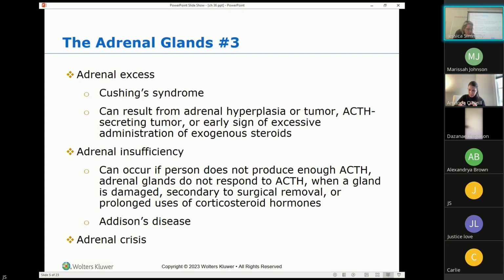Okay? So then you have the other side, the complete other side of the spectrum, which is adrenal insufficiency. This can occur if a person does not produce enough ACTH, or when the gland is damaged, secondary to surgical removal. So if you have to have a kidney removed and the adrenal with it, or prolonged use of corticosteroid hormones. And this results in Addison's disease, or mimicking Addison's disease when it's prolonged use of corticosteroid hormones.